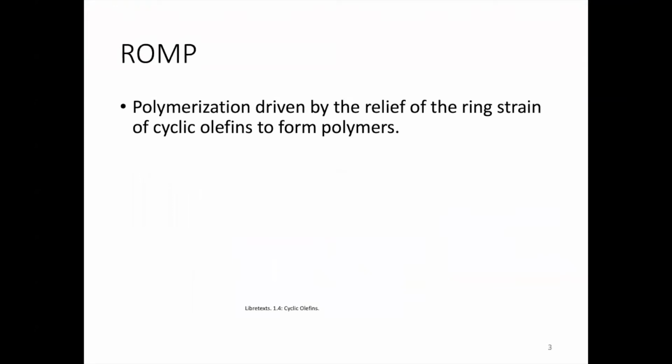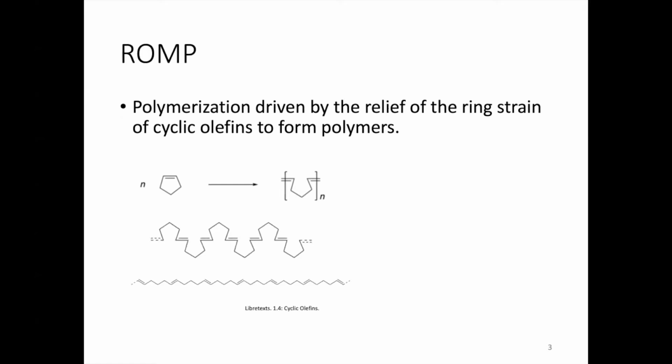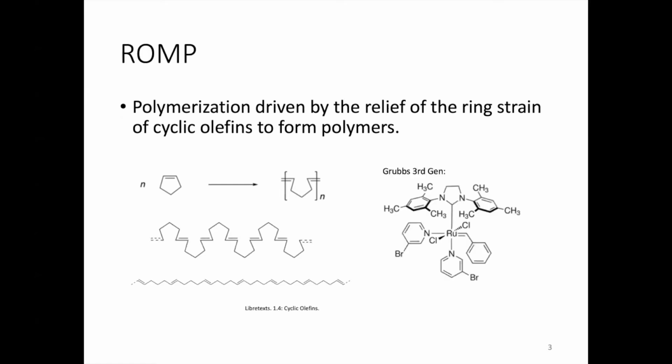So ROMP is defined as polymerization driven by the relief of the ring strain of cyclic olefins to form polymers. And I'll just run through an example of what that would normally look like. So we have a cyclopentene ring and it opens up at the pi bond and it continues linking, and this is what it should look like, but this is how it's normally drawn. I also have a picture of Grubbs' third generation catalyst because this is the catalyst that we keep the same and use through all of our experiments this summer.